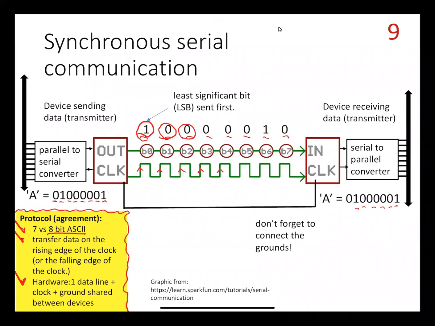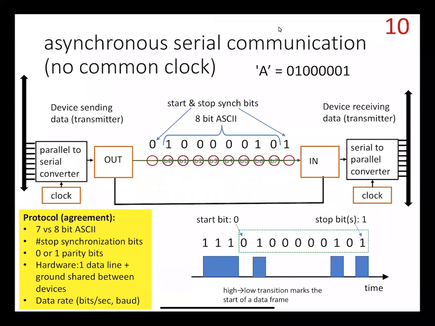The next mode that I want to show you is asynchronous serial communication, where you can send things over and special synchronization bits are added to the data. They're appended onto the data so that we don't actually have to send the clock. And that's the mode that we're going to be primarily talking about. It's asynchronous serial communication, where we have no common clock.